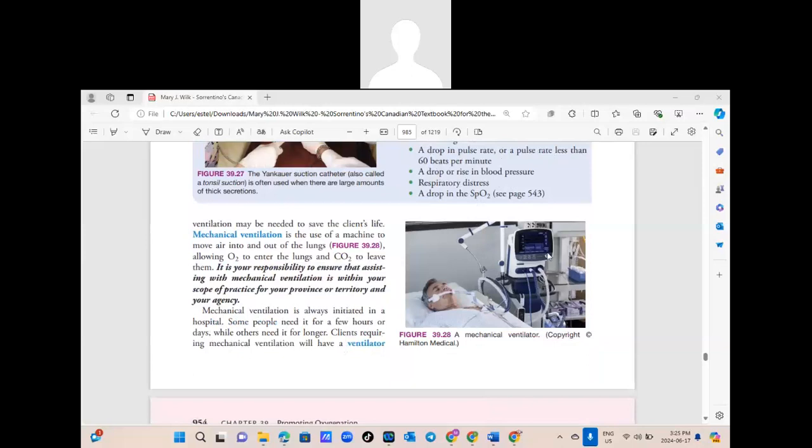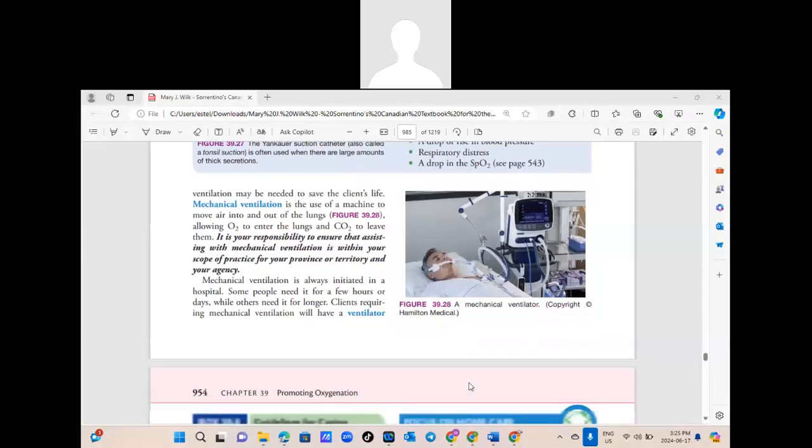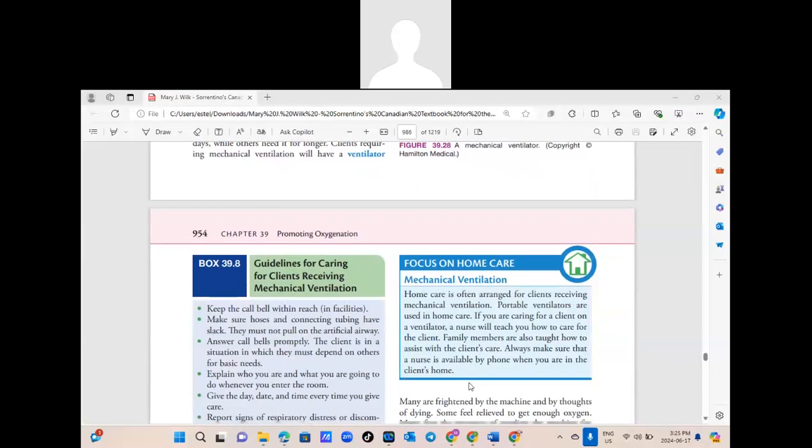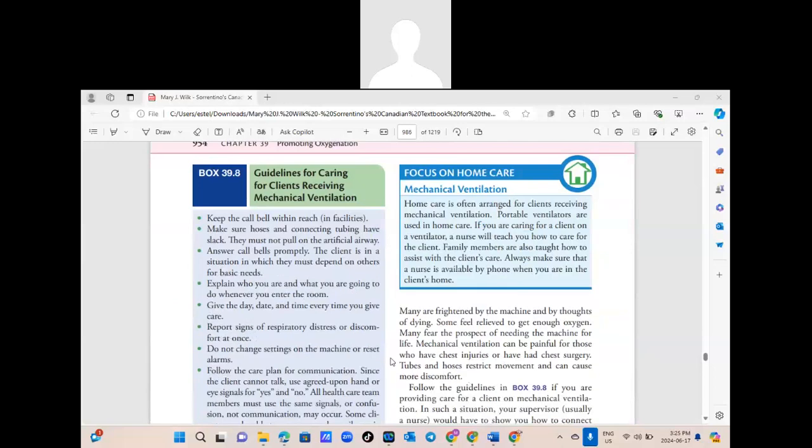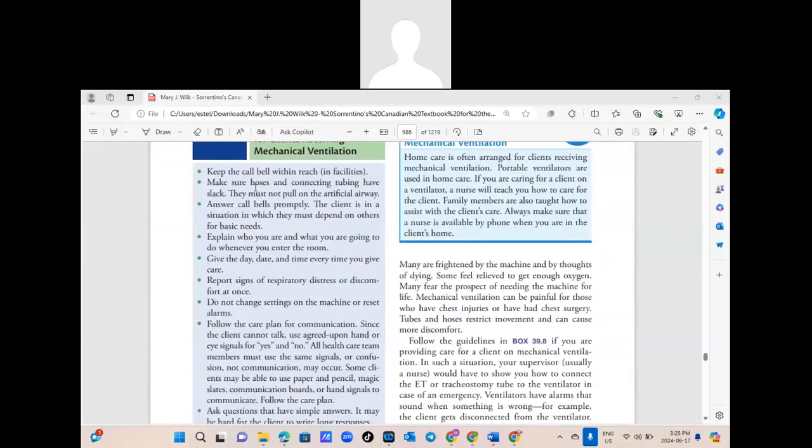All right, so this one over here, this is a mechanical ventilator. Okay, so if this one is detached from the machine, the machine is going to alarm and it will let you know. Okay, all right. So let's go through before we enter the chest tube. We're already here, anyways, right? Okay. So guidelines for caring for clients receiving mechanical ventilation.